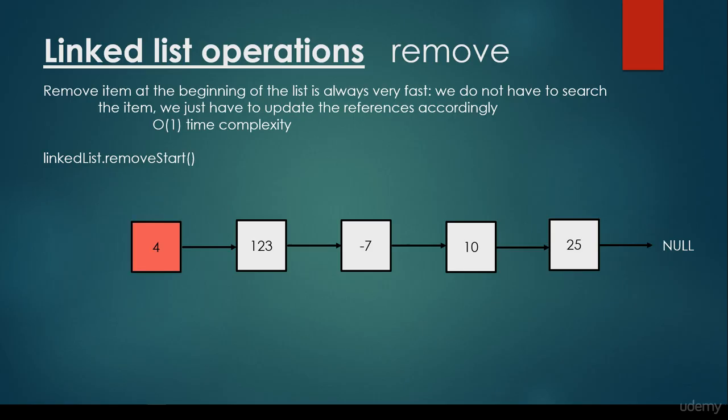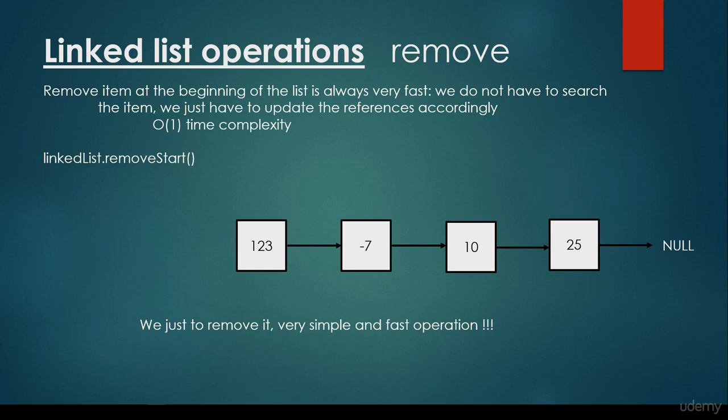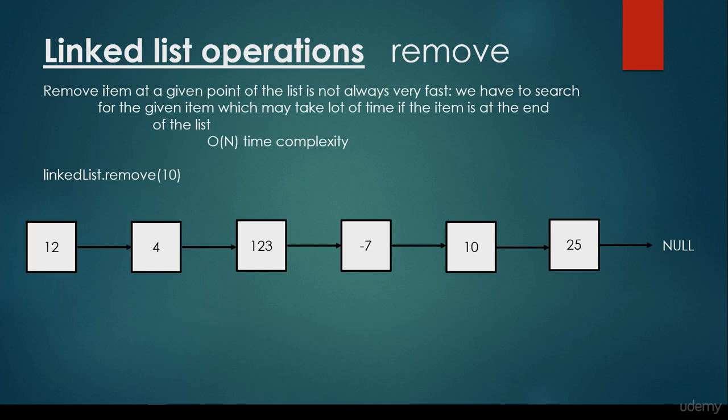Okay, what about if we would like to remove the next item? In this case, the root node is the 4, so we're just going to get rid of it. Quite a simple and fast operation. What if we would like to remove an item at a given point of the linked list? It's not that fast because first we have to search for the given item, which may take a lot of time if the item is at the end of the list. So that's why it's going to be an O(n) linear time complexity algorithm.